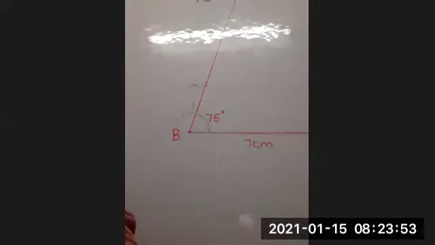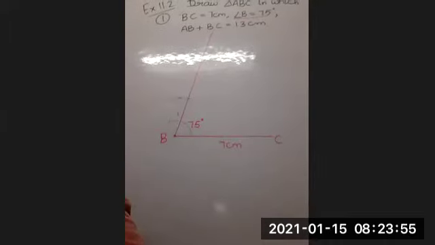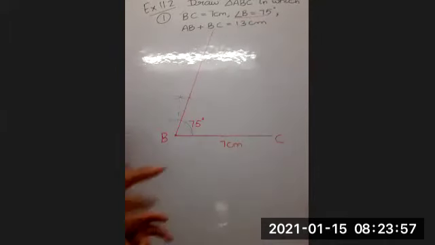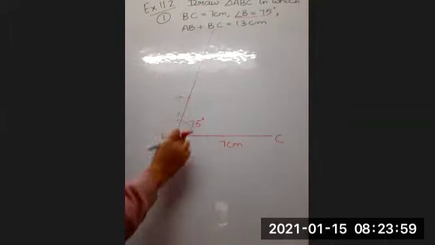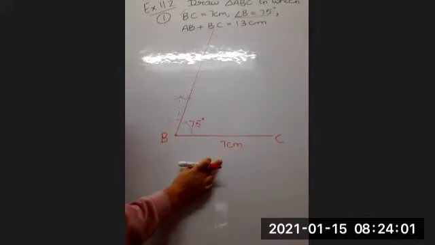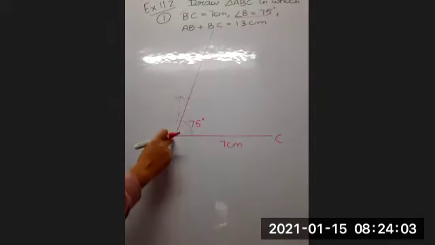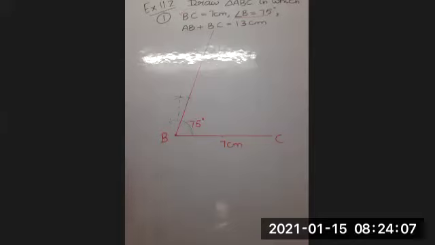Okay. So just revising the steps. As of now, we have done two things. First, we drew BC equals 7 centimeter. Second, angle B equal 75. Okay, beta. Clear? Yes, ma'am.